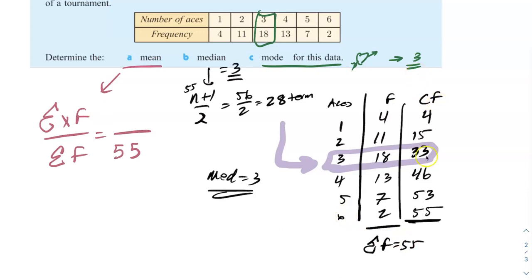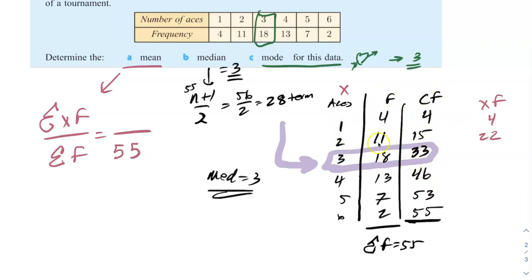Now if I was going to do this by hand, I'll just put it over here on this side. I'll probably put x times f, just like I need. Most of the time we do this with a calculator though. So I'm just going to do it by hand real quick. Keep in mind, I'm multiplying x times f. X is my aces. I'm not touching the cumulative frequency. It's dead to me. I don't care about it anymore.